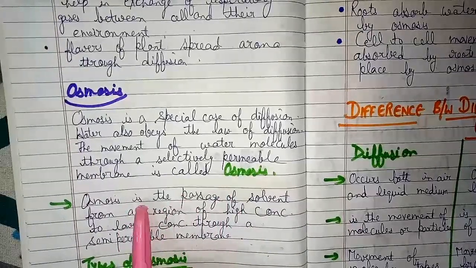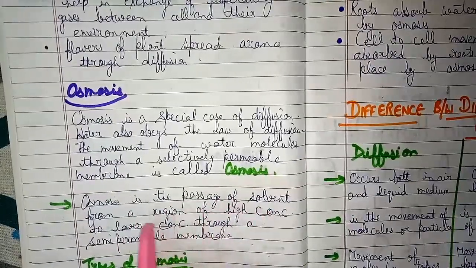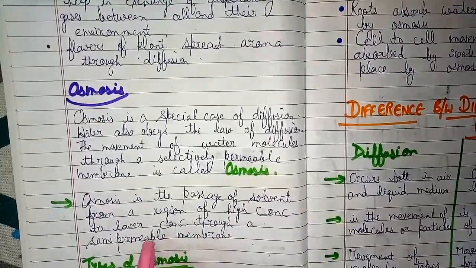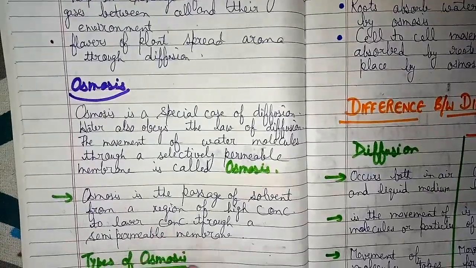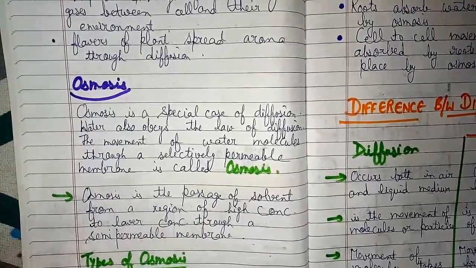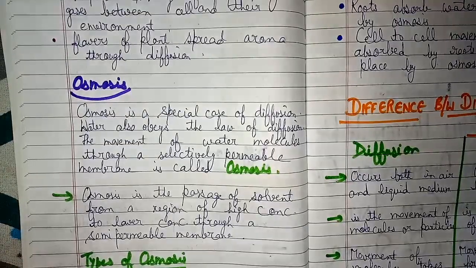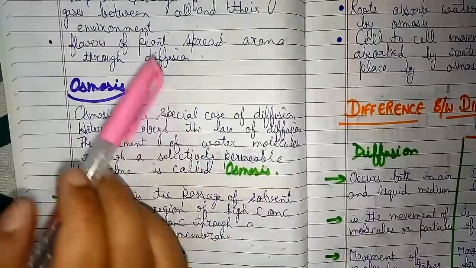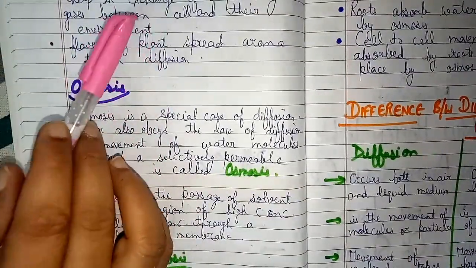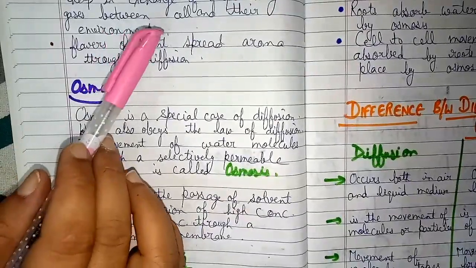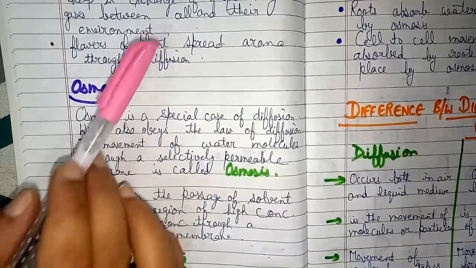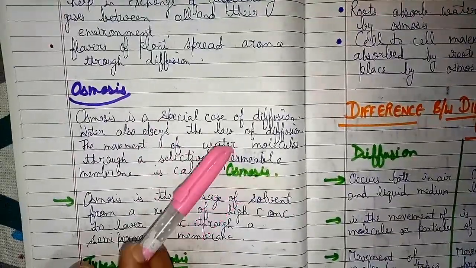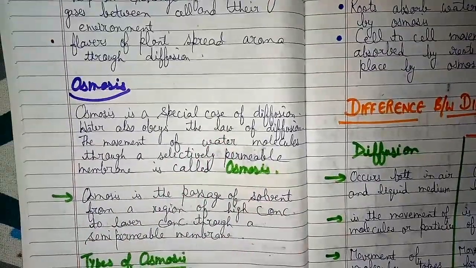It means that osmosis is the passage of solvent from a region of high concentration to the lower concentration through a semi-permeable membrane. These two are the same in one thing, that there is movement from high concentration to the low concentration, but the difference is that in case of diffusion there is the movement of particles or molecules of the solute, but in case of osmosis there is movement of the molecules of solvent or water molecules.